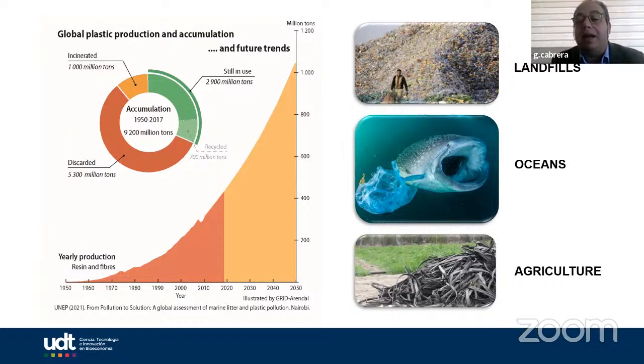Tampoco escapa la agricultura al uso de estos materiales y claramente la generación de desechos, ya sea por los mulch, ya sea por las mangueras que se utilizan, las cintas que se utilizan para el riego por goteo, por los materiales provenientes de los fertilizantes y así sucesivamente. Claramente esto es un problema y hay que enfrentarlo.